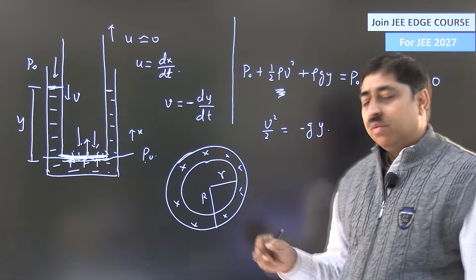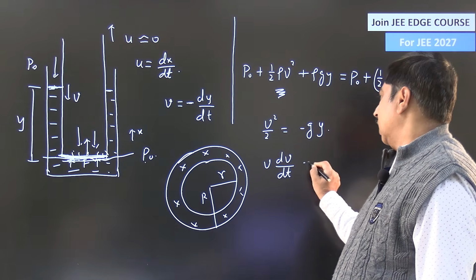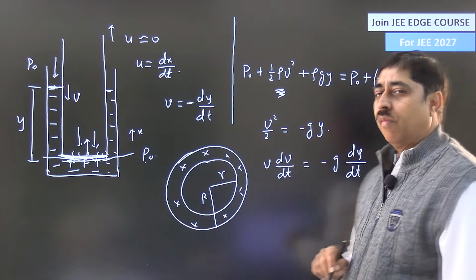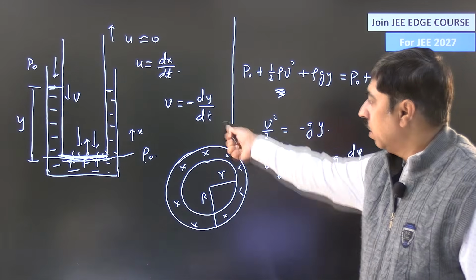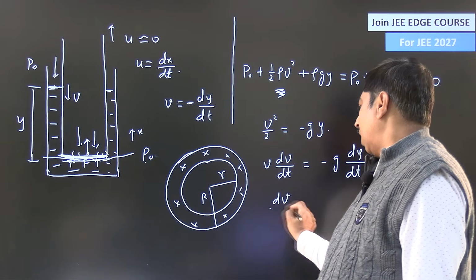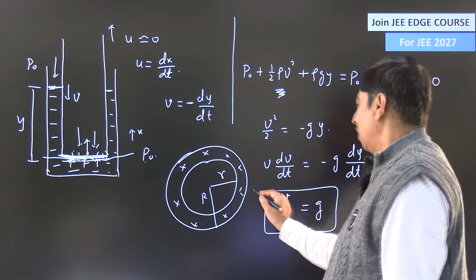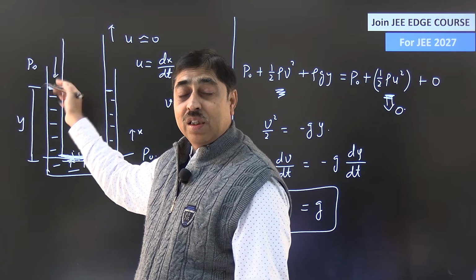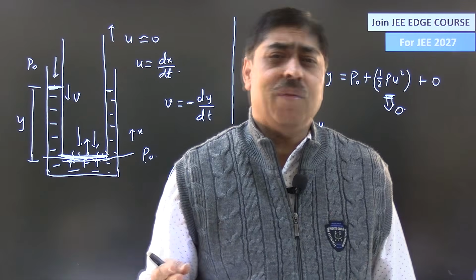If you differentiate this with time, it becomes v dv by dt is equal to minus g dy by dt. Now what is minus dy by dt? That is v. So minus dy by dt is v, therefore dv by dt is g. Wow. So liquid here is falling at acceleration g. It was commonsensical. Think for a moment.